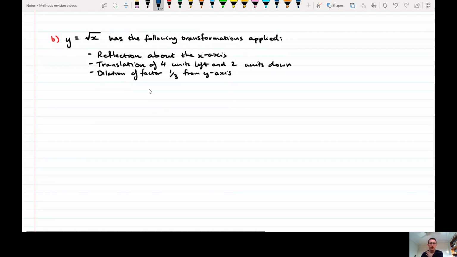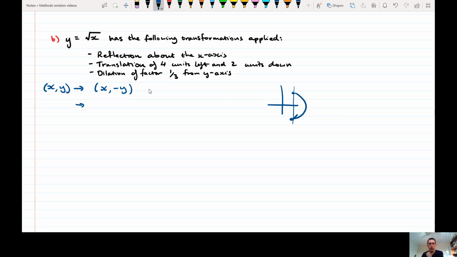So y equals root x, with the following transformations applied: reflection around the x-axis. So we're going to start with our x and y. Then we're going to reflect around the x-axis, which means the y value is being changed. Remember, the x-axis is your mirror going down that way. It's doing exactly vertically. So you're just changing your y value.